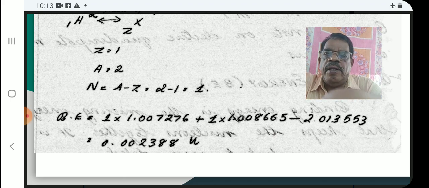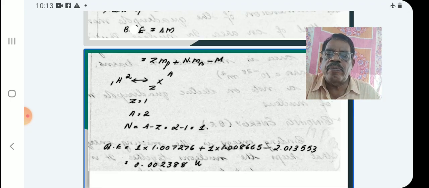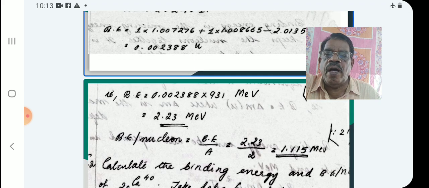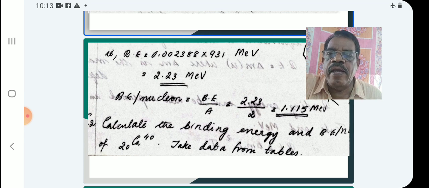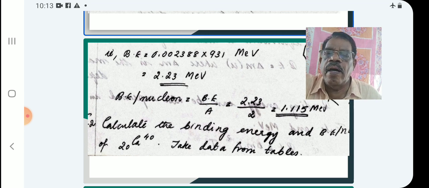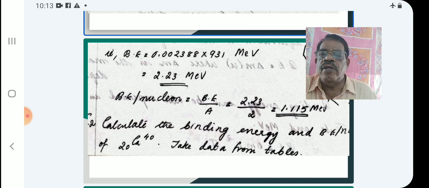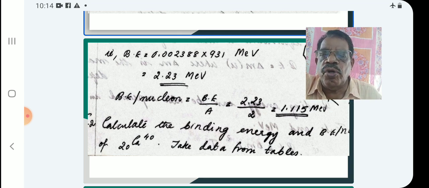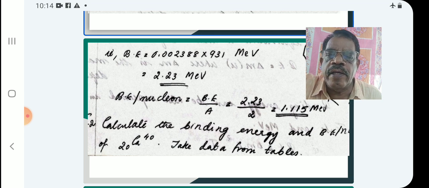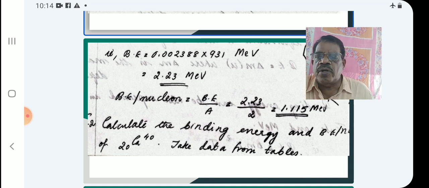0.002388 U. And binding energy we usually express in MeV. So you multiply it by 931, because 1 U is equal to 931 MeV. So the binding energy is equal to 0.002388 into 931 MeV, which is 2.23 MeV. Binding energy per nucleon, B by A, equals 2.23 by 2, which is 1.115 MeV, million electron volt.